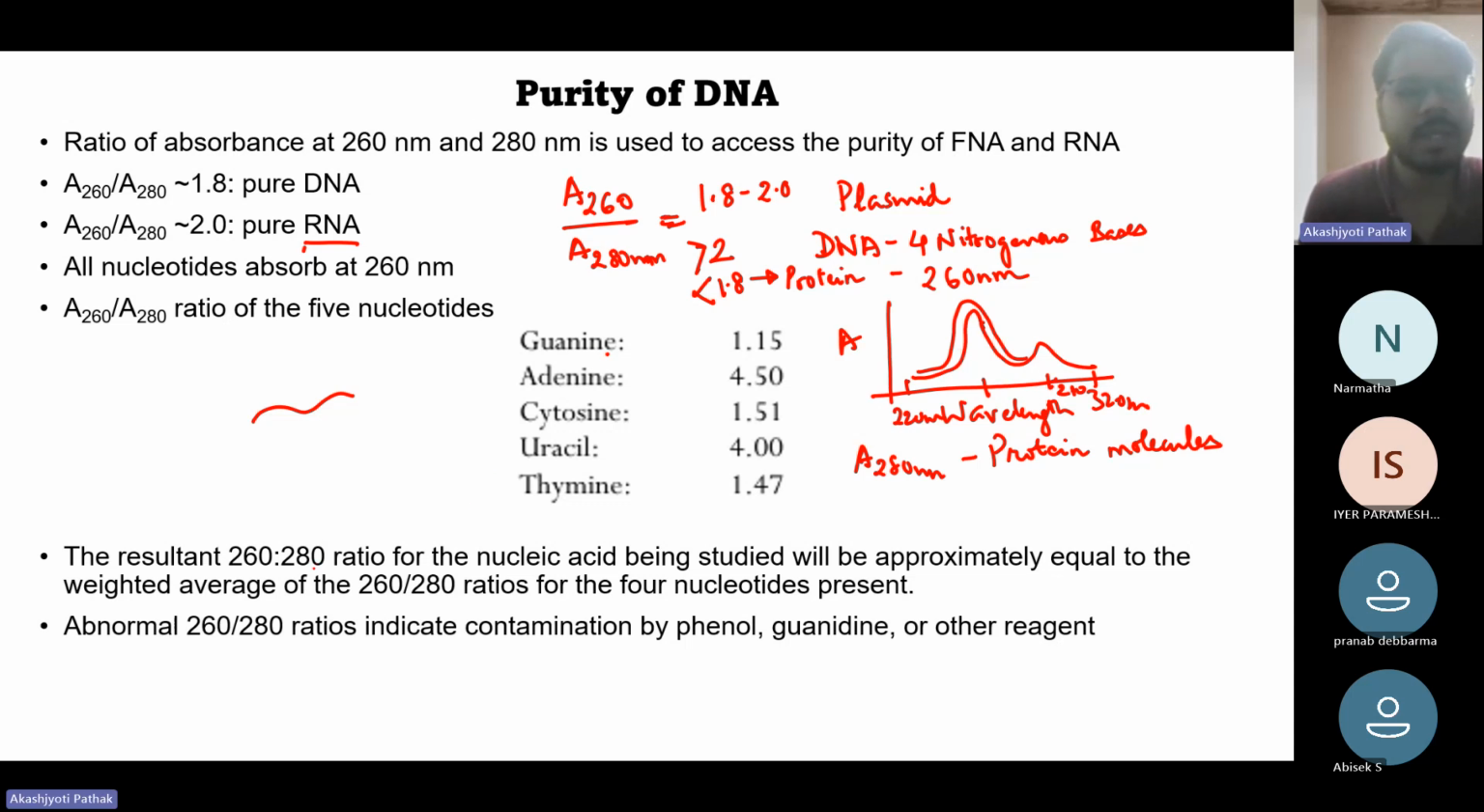So all these nucleotides have different A260 by A280 values, right? Then how are we setting this value to 1.8? So basically, this value is decided based on how it is calculated. It is calculated by the weighted average of all these nucleotides at 260 by 280.